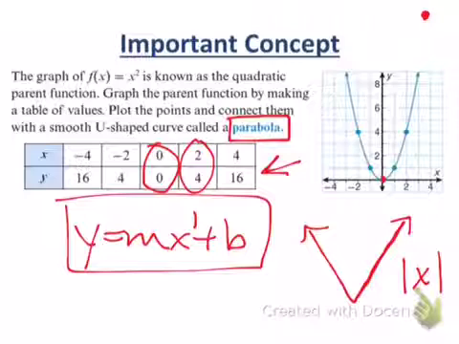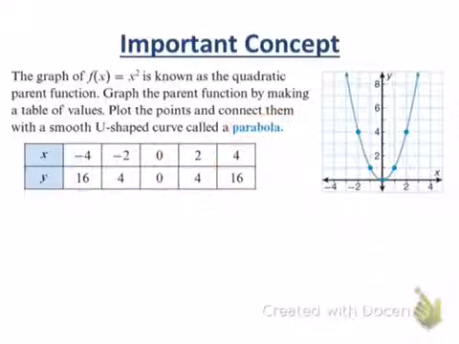So the quadratic graph has a distinctive shape. Its shape has its own name. It's called a parabola, just like a linear function has a graph that's called a line. It's the distinctive shape for the graph.